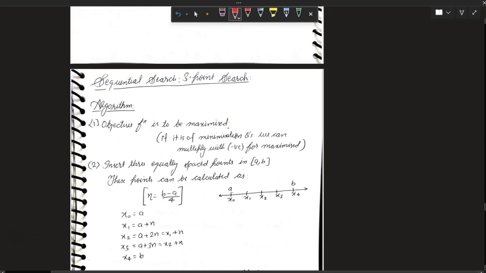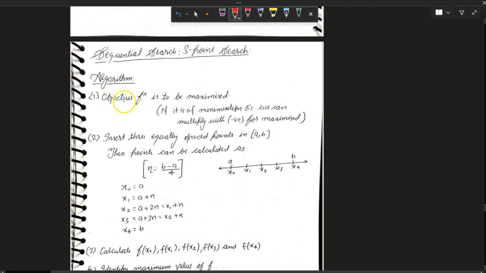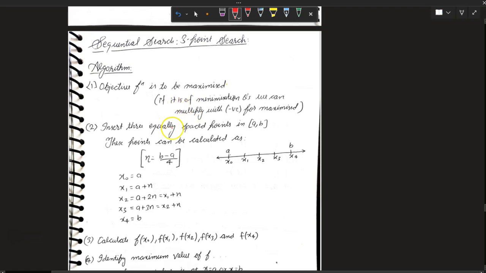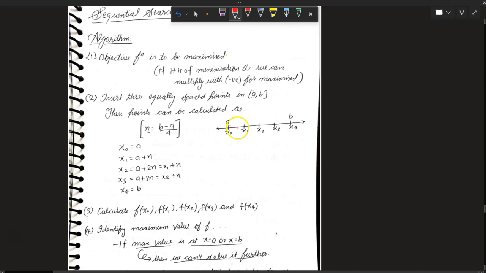Okay, so let's move to the last topic of this chapter, that is sequential search, 3-point search. So algorithm you need to see, objective function is to be maximized here inside 3 equally spaced points. See the range it is given, you have to insert 3 points in between that range. How to insert? You have to divide this with 4. Okay, so a plus b by 4, you will get 3 equally spaced points.